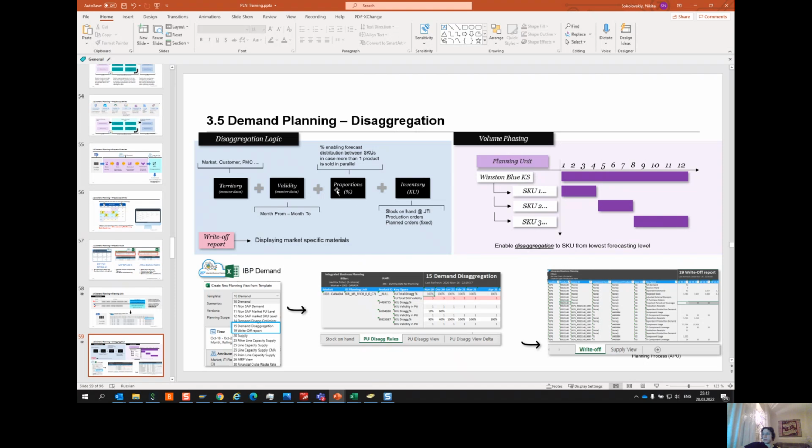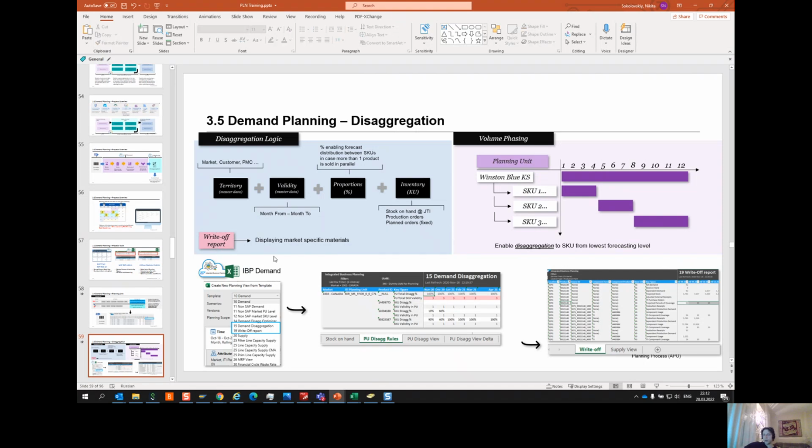Then we need to maintain the proportions, in which we will break down the requirement for the product, like 40% of this SKU, 10% of this SKU, and all the rest goes to another one, for example. And we need to consider the stock on hand. Of course, we need to know how much of this product was already produced.